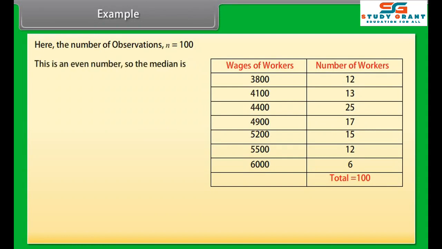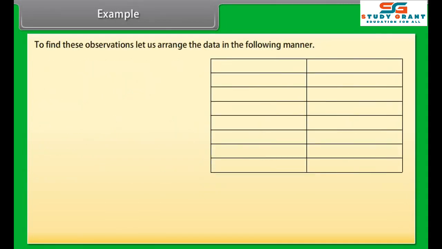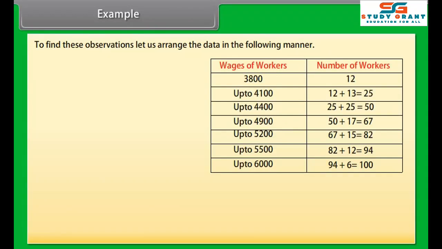This is an even number, so the median is the average of the n by 2th and n by 2 plus 1th observations. That is the average of the 100 by 2th and 100 by 2 plus 1th observation. That is the average of the 50th and 51st observations. To find these observations, let us arrange the data in the following manner.